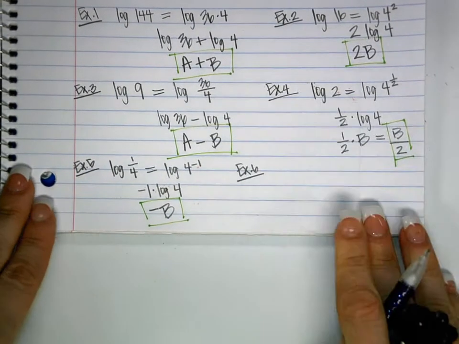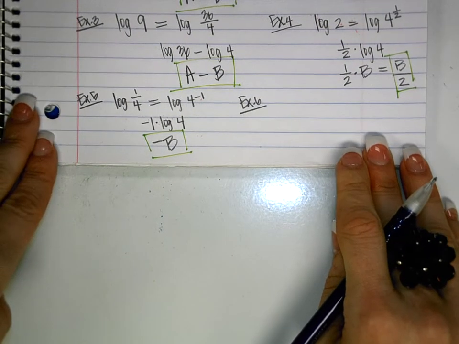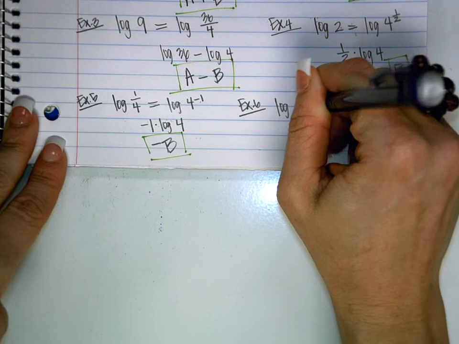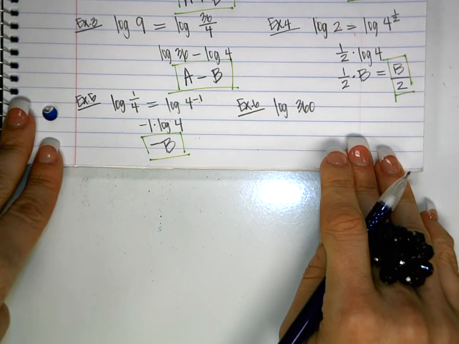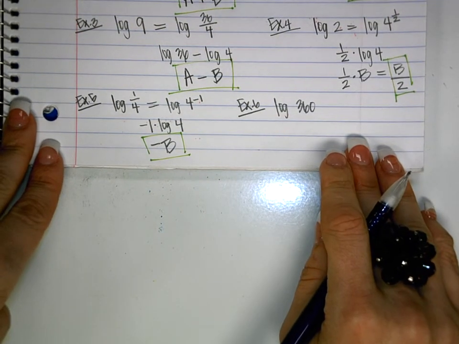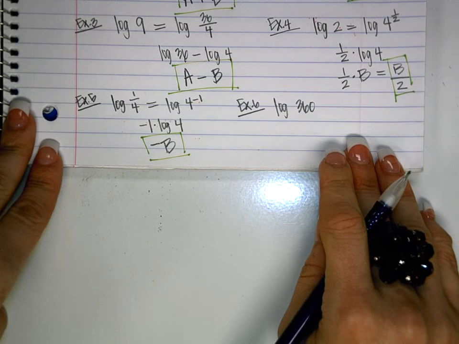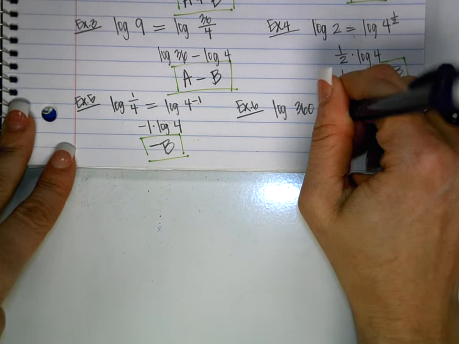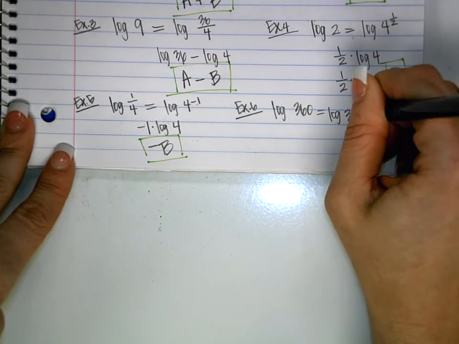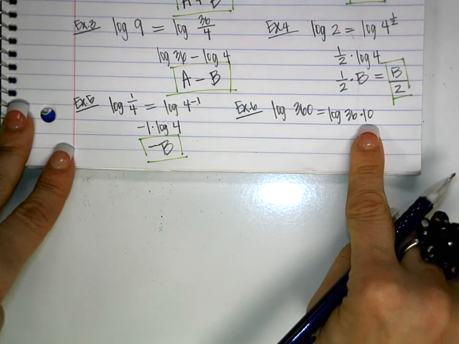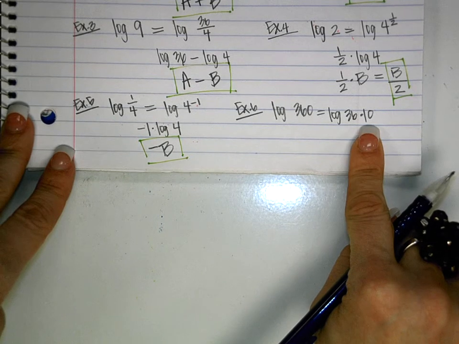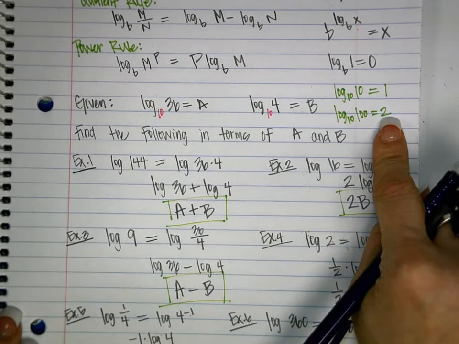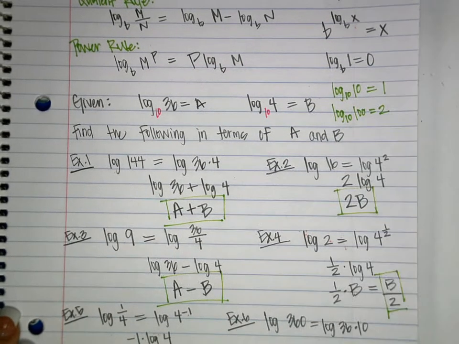Okay, last one. For the last one, I want you to find log 360. Log of 360. How can I make 360 out of 36s and 4s? This is log 36 times 10. Because don't we actually also know what log 10 is? It wasn't given to you, but it's something that at the beginning of your homework, you need to write in. The other ones that you already know.